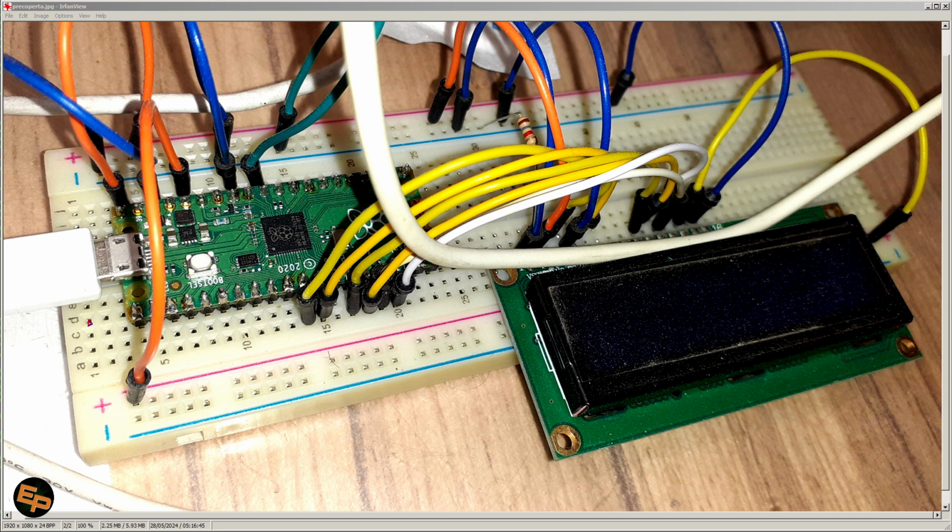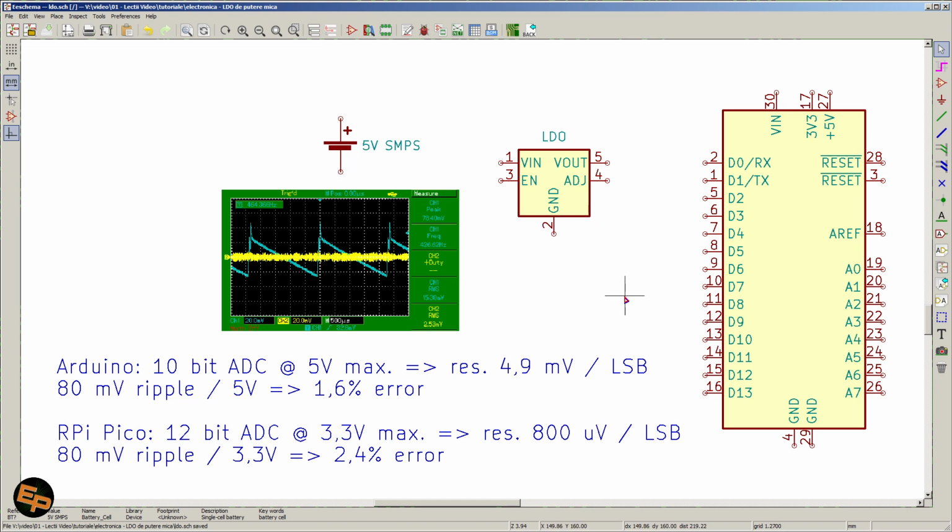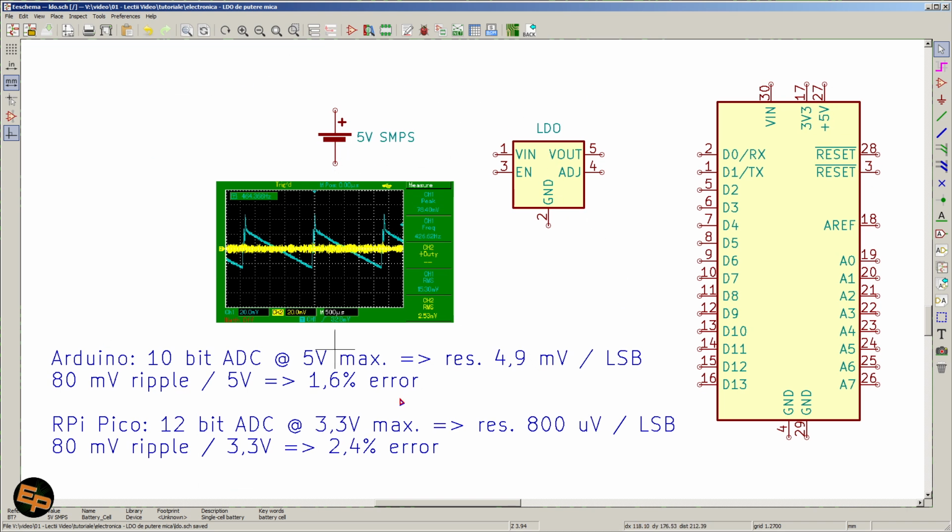The more ripple we have on the power supply, the bigger problems we will have with our ADC. And let's take a look at this in order to better understand what we're talking about.